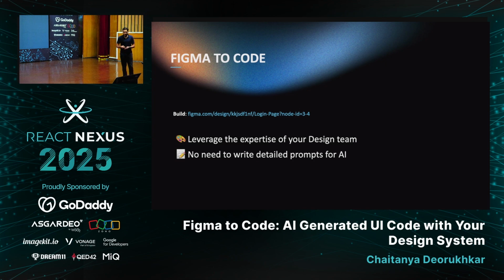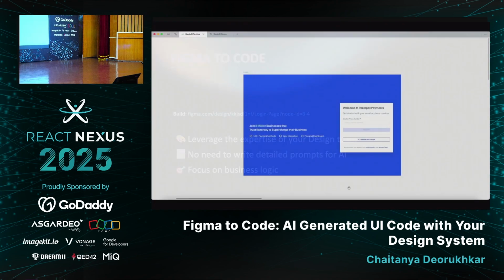We don't have to write very detailed prompts for AI. We can just give it a small, simple prompt. And we can keep our focus on figuring out a very strong business logic for our product. But this sounds too good to be true, right? This doesn't seem like it's achievable or just doesn't seem real. Let's actually look at it in action.